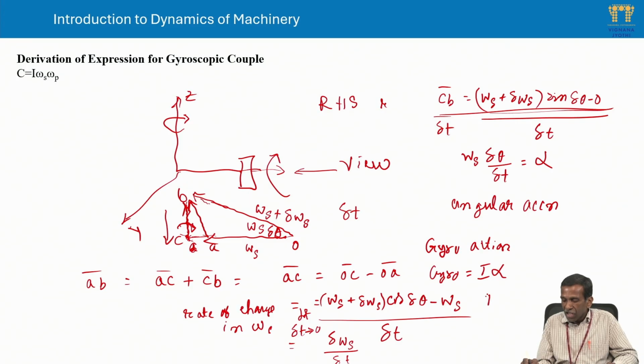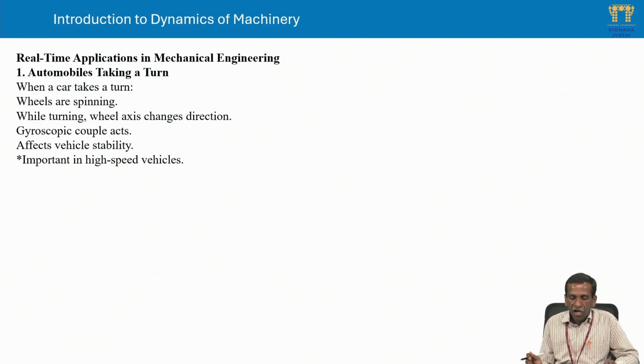We arrived at I times alpha, where alpha is omega s times delta theta by delta t, which is omega p. So overall, the gyroscopic couple is I times omega s, the spinning body's angular velocity, times omega p, the precession angular velocity. You are able to understand. This is very important in real-time applications.